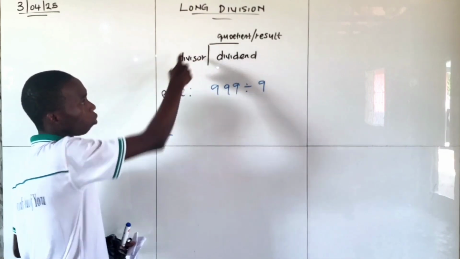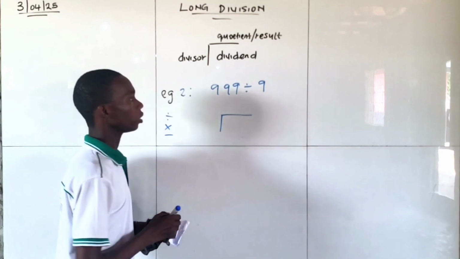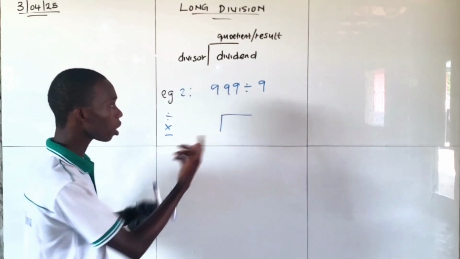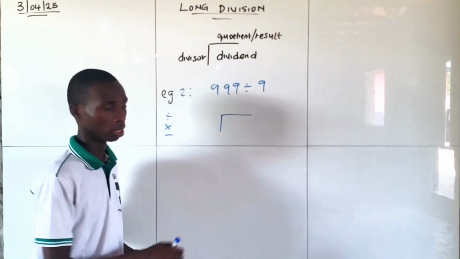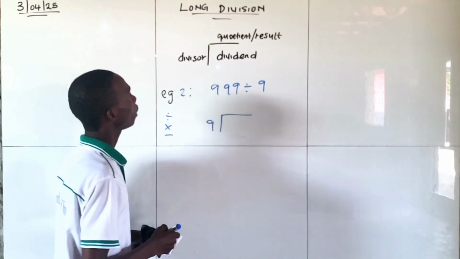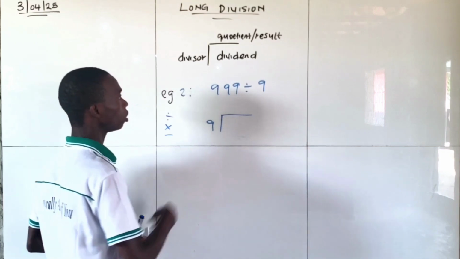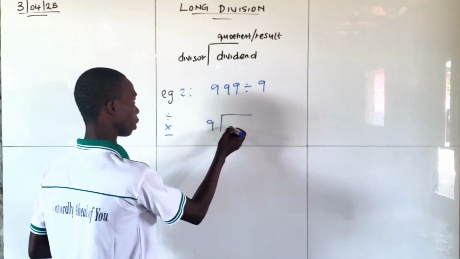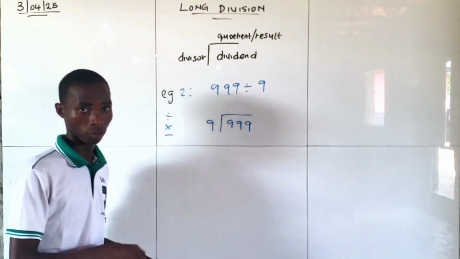So I'll just bring down my division sign. And then I told you that the smallest number is always what? Our divisor. So the smallest number here is just 9. Bring it outside here. And then the complex number is known as what? Our dividend. You bring it inside the division sign. 999. And then we'll start to solve.